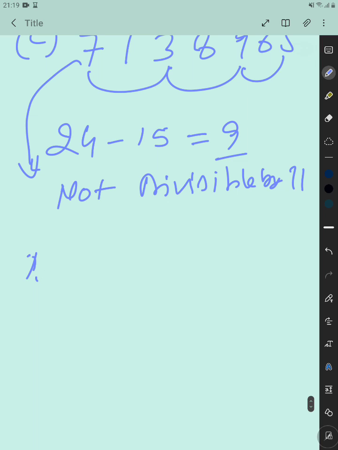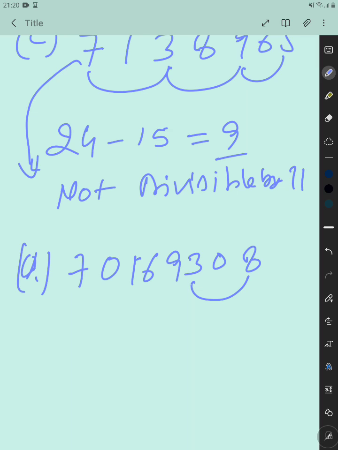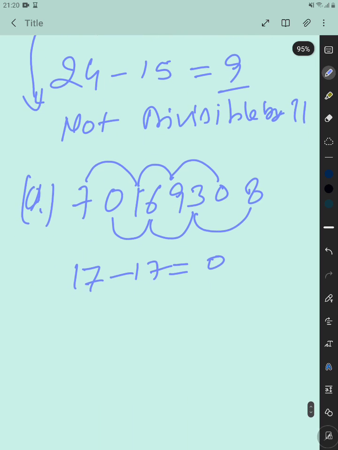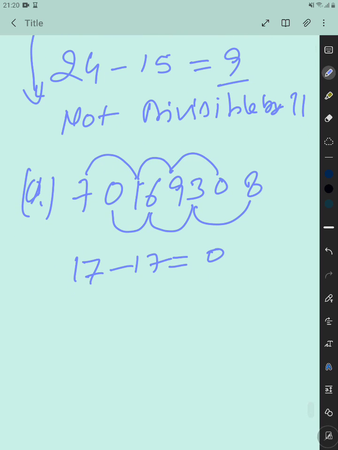Now we have come to D part. D is 7, 0, 1, 6, 9, 3, 0, 8. We need to sum the odd places. So 8 plus 3 is 11, and 11 plus 6 is 17, and plus 0 is 17. And then even places: 0 plus 9 is 9, 9 plus 1 is 10, and 10 plus 7 is 17. So 17 minus 17 is equal to 0. So since we found 0 here, it is divisible by 11.